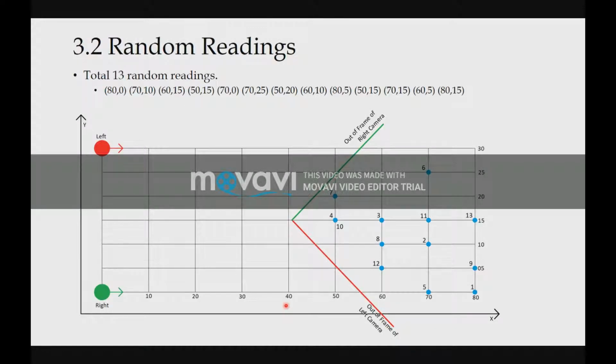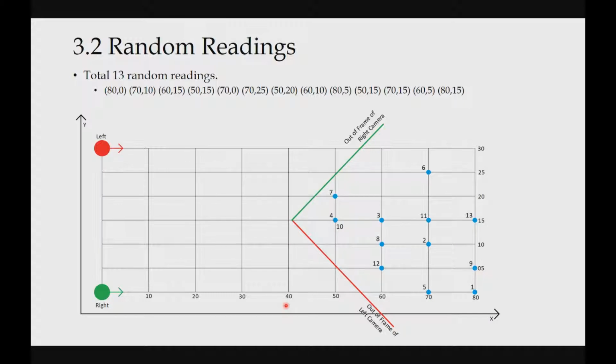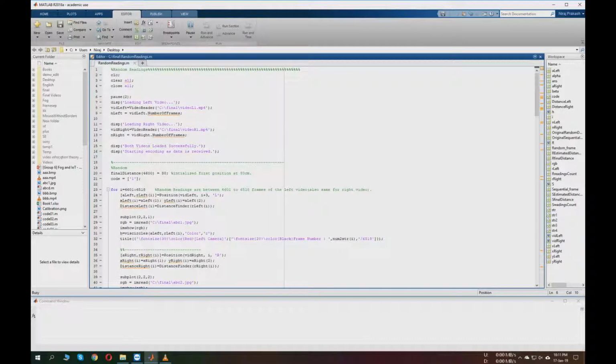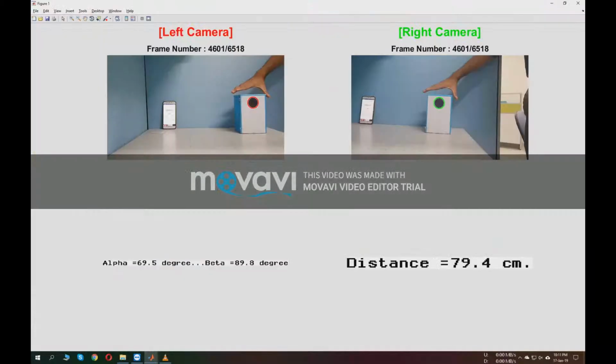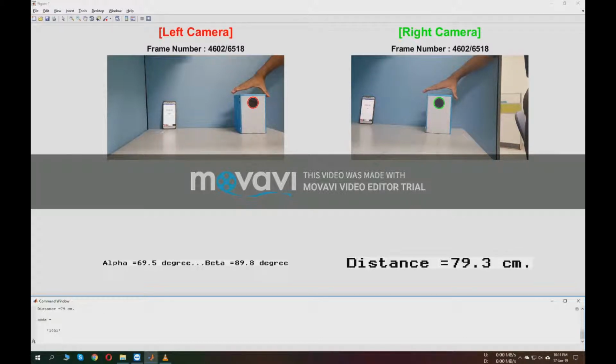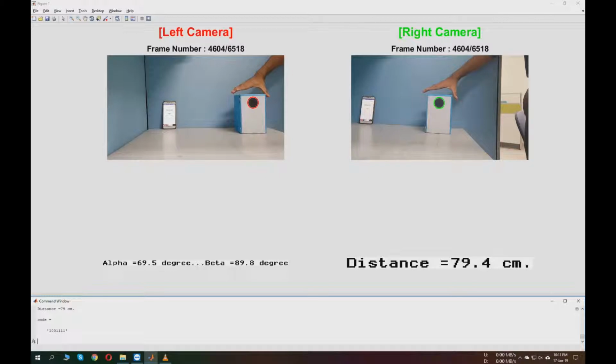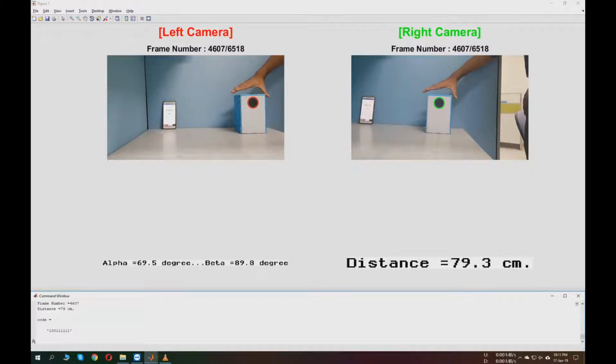In random readings, there are a total of 13 readings taken in a random way. All the reading positions are indicated by blue dots. We will see how the algorithm works for random readings. There are a total of 1917 frames of random readings, starting from frame number 4601 to frame number 6518. As you can see, the estimated distance of each frame is encoded as frames are received.